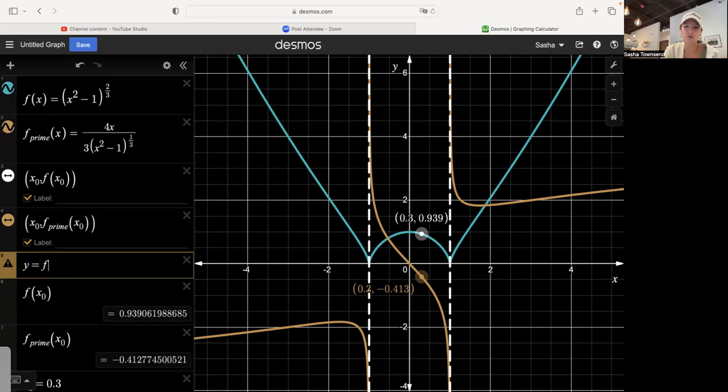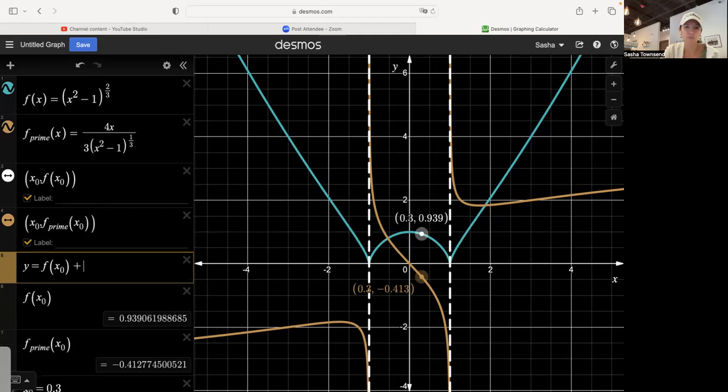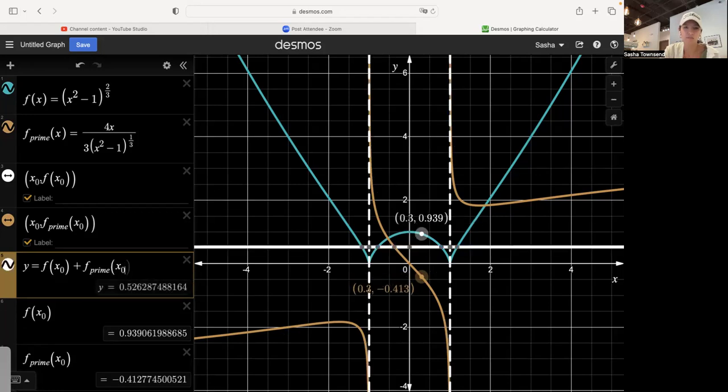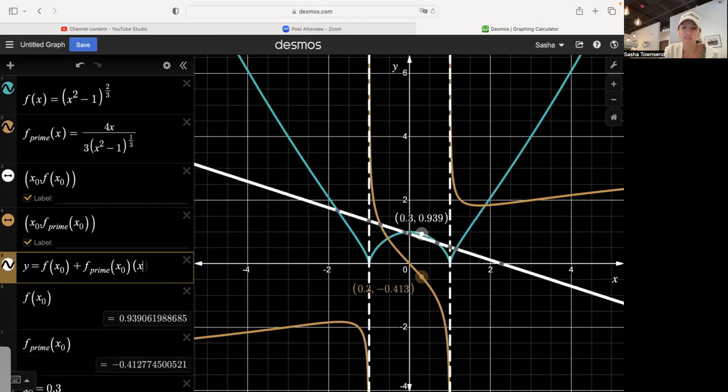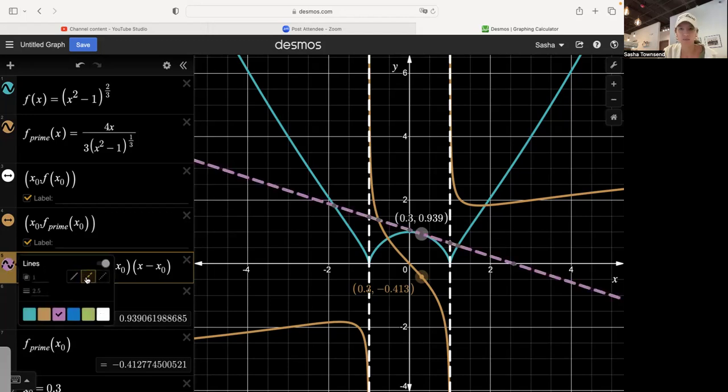Tangent is y equals the original y value plus the slope, which is change in y over change in x, which is given by the derivative at x naught. And then we'll multiply by the change in x, which is x minus x naught. And let's make that tangent line a different color. There we go.